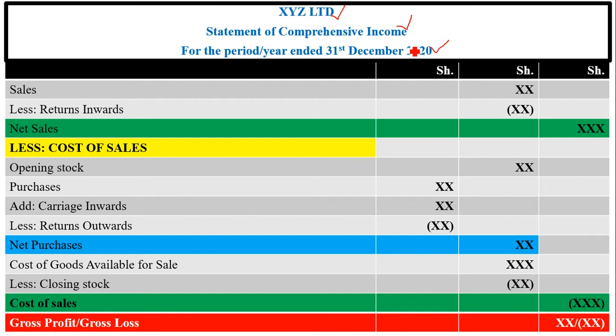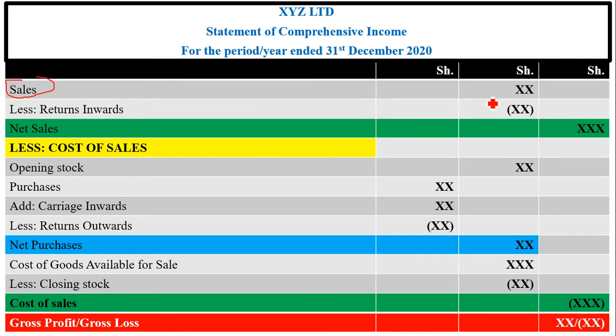So when you're preparing a statement of comprehensive income, it has 3 columns. A standard statement will have 3 columns, and the objective of these 3 columns is for you to be able to do adjustments in the figures so that your work is organized. So the first thing to appear in a statement of comprehensive income are the sales.